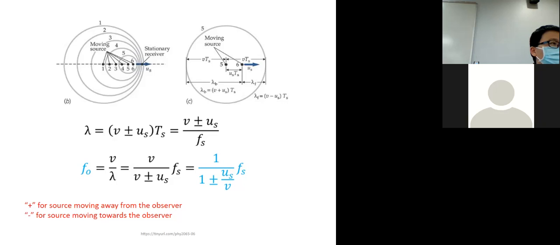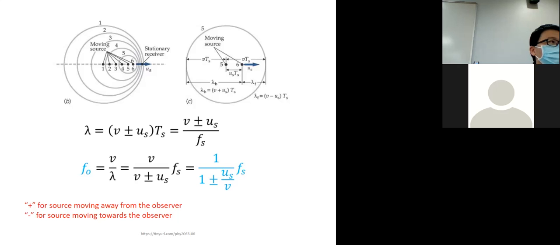In terms of frequency, this is how it is, because frequency is 1 over the period. Okay, so V, in this case, is the speed of the sound, all right? And U sub S, okay, is the speed the source is moving. Okay, so the two speeds are here. All right, speed of sound for V, U sub S is the speed of the source that is moving, all right? And T is the period, and then F is the frequency, okay?